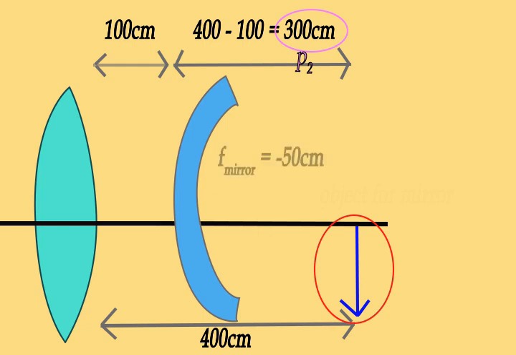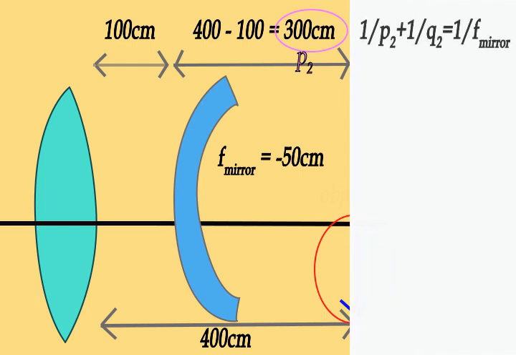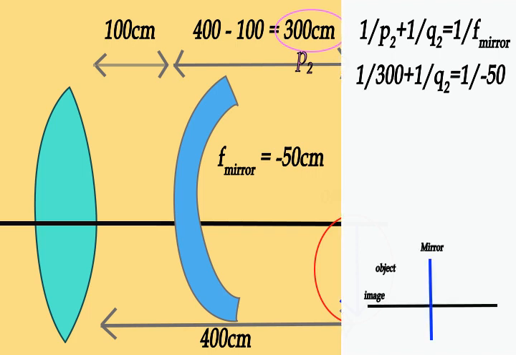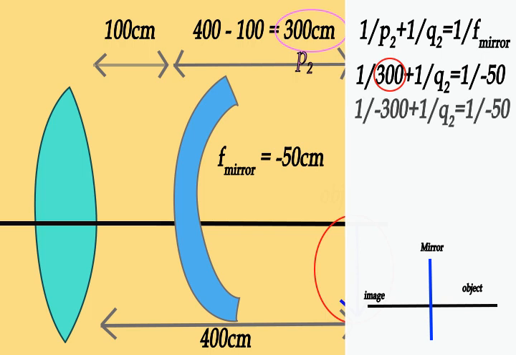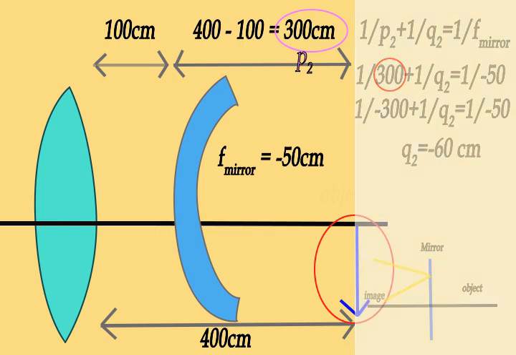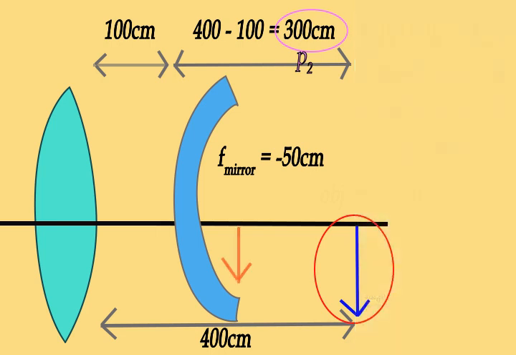Now, we know that the object distance is 300 centimeters. The focal length is negative 50 centimeters, then we can use the thin lens equation to find out the image distance formed by the mirror. By substituting the unknowns into the equation, we can obtain this step. One important thing we have to notice is that since the object is behind the mirror, it is a virtual object, and the object distance should be changed to negative. Finally, we can obtain the image distance, q2, is negative 60 centimeters. Since a mirror is supposed to produce an image in front of the mirror, negative 60 centimeters means it is formed behind the mirror, 60 centimeters away, as shown here.